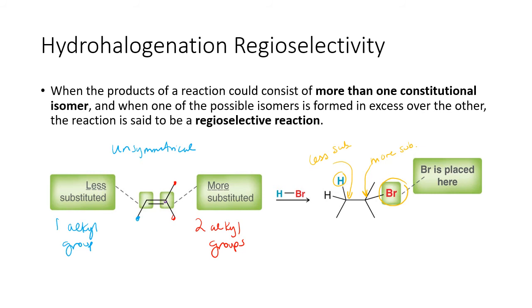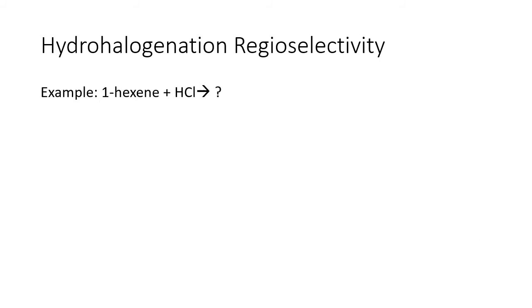And this is going to be the case for any hydrohalogenation reaction that we look at. It doesn't just have to be HBr, it could be HCl or HI. The halogen is always going to be placed on the more substituted side. And the hydrogen will always end up on the least substituted side. And we'll talk about why that is in a moment. So before we get into the whys, let's look at a couple examples.